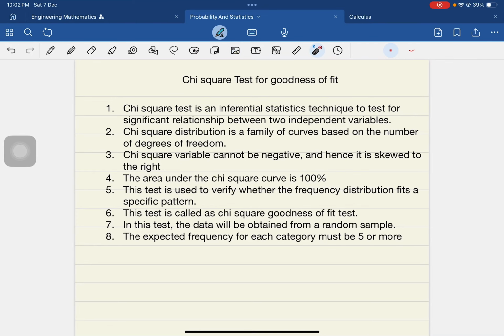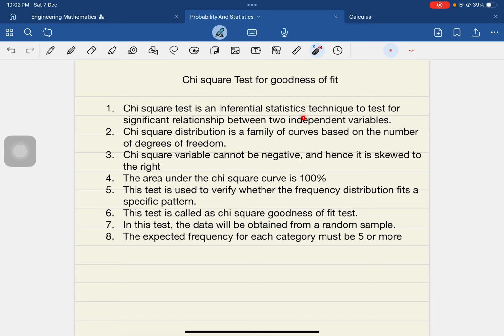In today's lecture, I'm going to explain a very important test called the chi-square test. It's an interesting test for the goodness of fit. What do we mean by the goodness of fit? It means that between any two independent variables, how the relation exists between them, we can use the test named chi-square test.